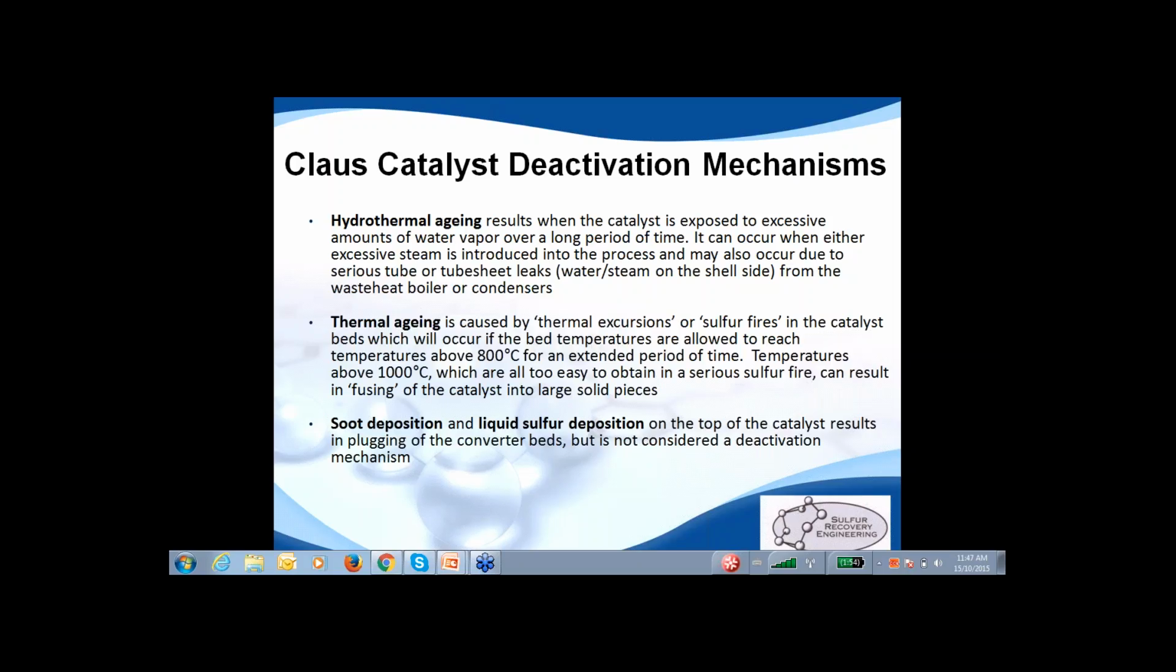We do have papers available if interested, where there is an online procedure to melt out any liquid sulfur that is formed in our beds if we're operating too cold, and also a sulfur wash procedure which will remove soot on an impacted converter bed online.